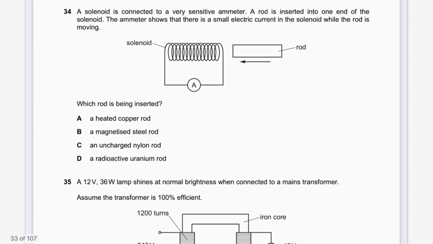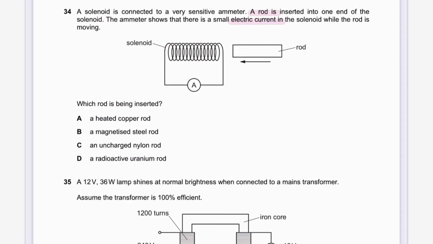34. A solenoid is connected to a very sensitive ammeter. A rod is inserted into one end of the solenoid. The ammeter shows that there's a small electric current in the solenoid while the rod is moving. Now, what does this mean?